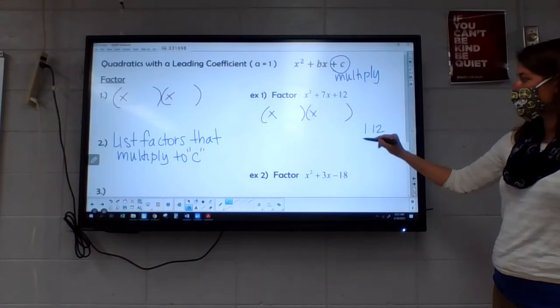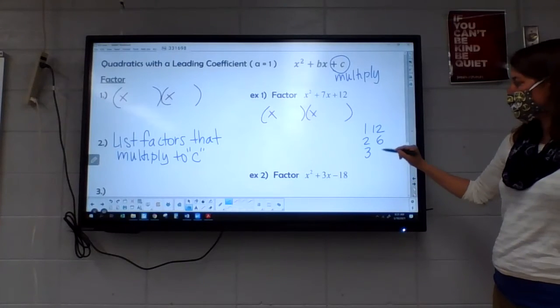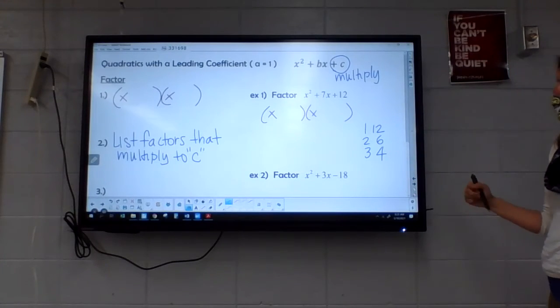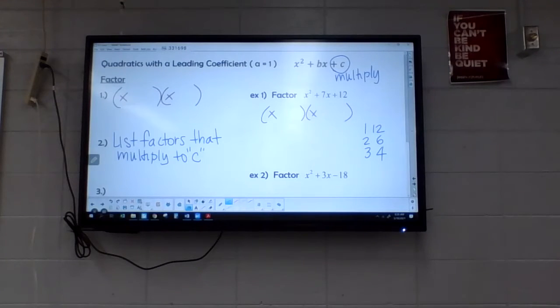So it's 1 times 12, 2 times 6, and then 3 times 4. And again, I just go in order so that I make sure I don't miss anything. And we only have to worry about the positive ones in this case because it's all positive.